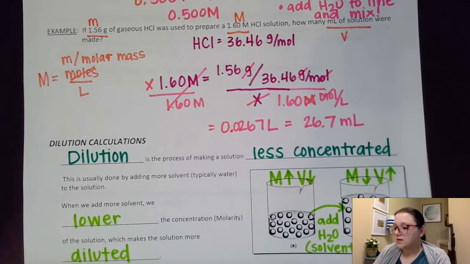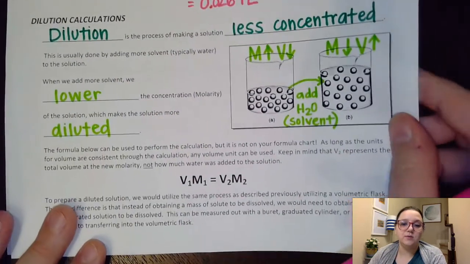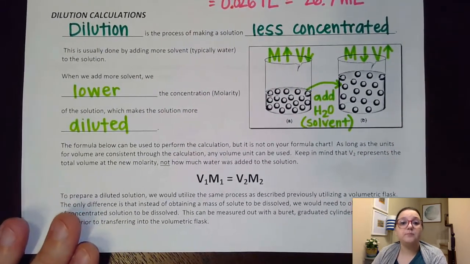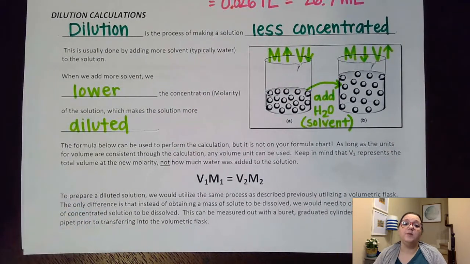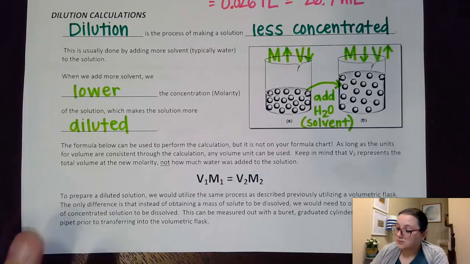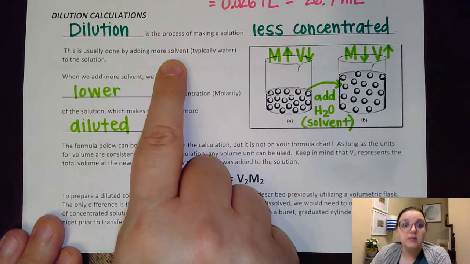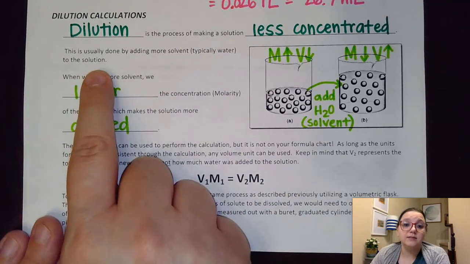All right, let's look at another type of calculation I could do, and that is what is called a dilution. A dilution is the process of making a solution less concentrated. If you've ever had a really concentrated drink mix before and you've wanted to dilute it down to where you can actually drink it, think about how you would do that. This is usually done by adding more solvent, typically water, to that solution.